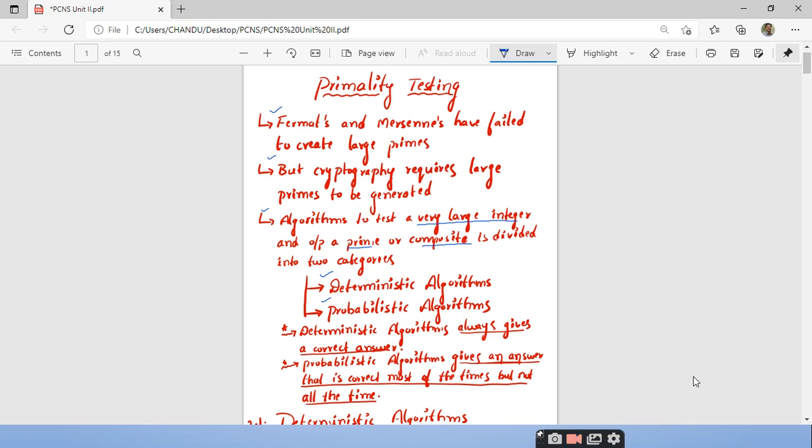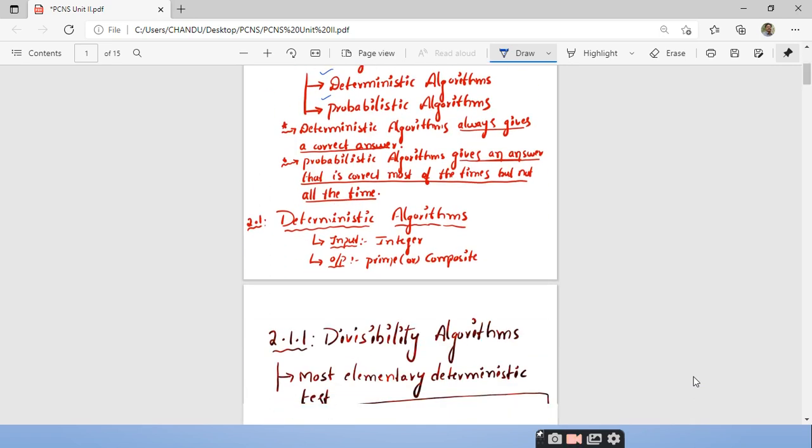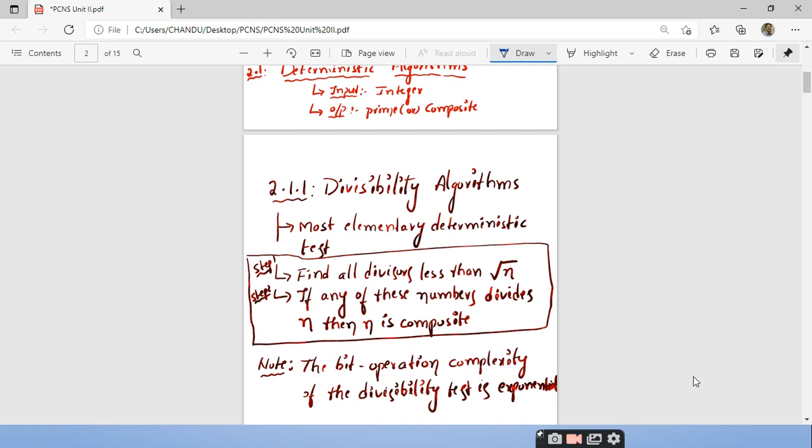So everything we have covered in the introduction discussion, right? And coming to the deterministic algorithms, what is the input? It is nothing but a large integer, which is very large, and the output will simply say whether the given number is prime or composite. That's it. Any deterministic algorithm you take works this way. So the first algorithm we are going to discuss under the deterministic algorithms is the divisibility algorithm.